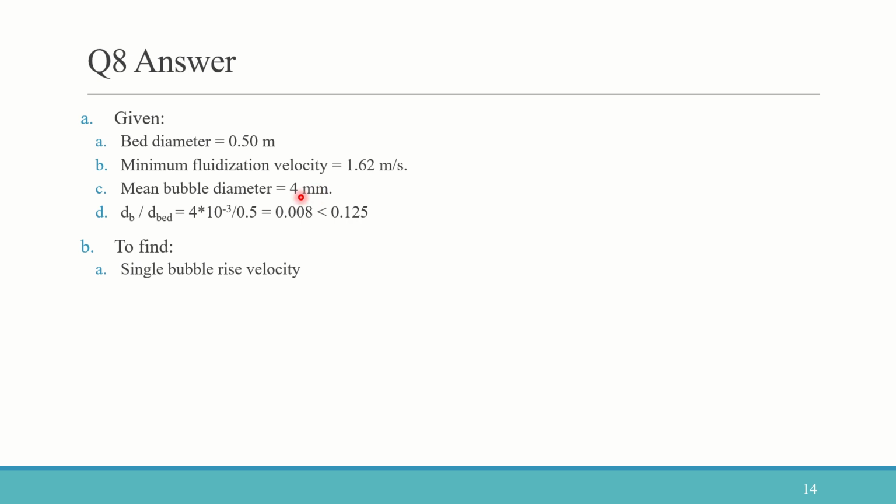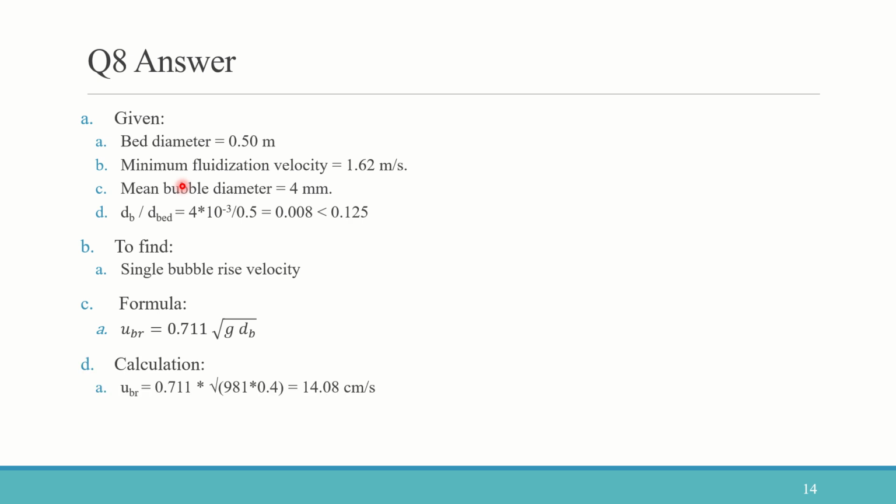We have to find the single bubble rise velocity, and the formula is UBR is equal to 0.711 into square root of G dB. Why are we picking this formula? Because when dB by dbed, the diameter of bubble by diameter of bed, is less than 0.125, we can use this formula. Here UBR is the bubble rise velocity, G is the acceleration due to gravity, and dB is the bubble diameter. This formula should be used in centimeter per second, so be careful and be consistent throughout.